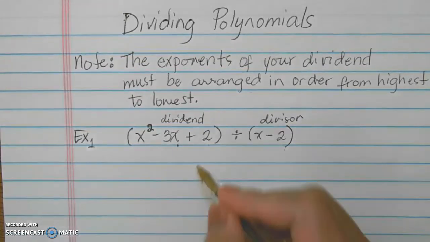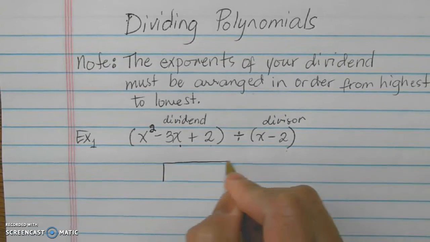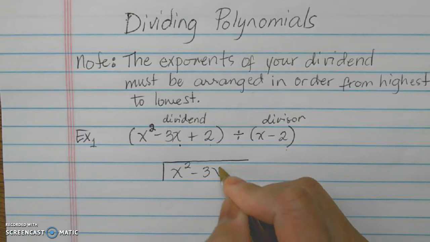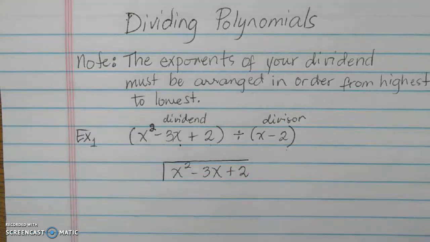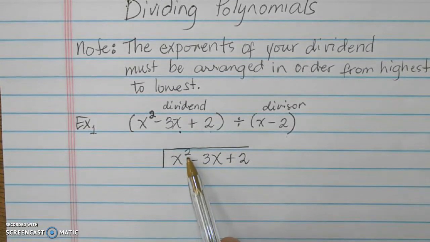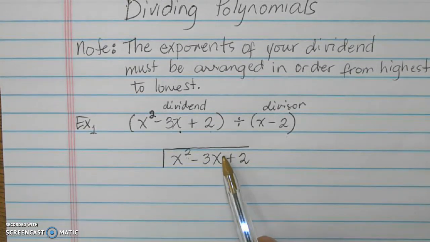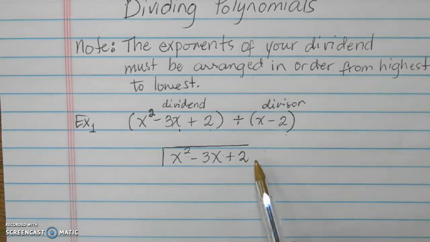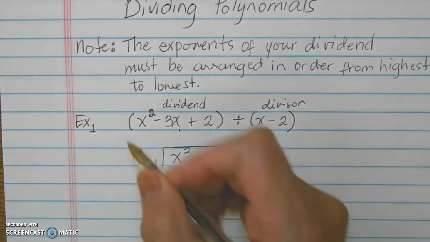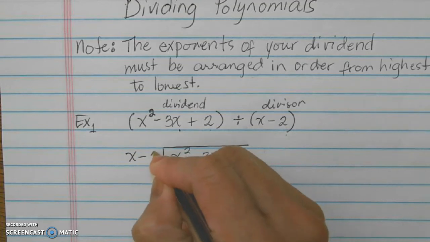So how is this done? The dividend stays inside the division house. So it's going to be here x squared minus 3x plus 2. And as you can see, the exponents are arranged from highest to lowest. So this is a power of 2, this is a power of 1, and this is x to the power of 0. We don't have to write that down because that is equal to 1. So 1 times 2 is 2. So now our divisor stays out here. So it's going to be x minus 2.